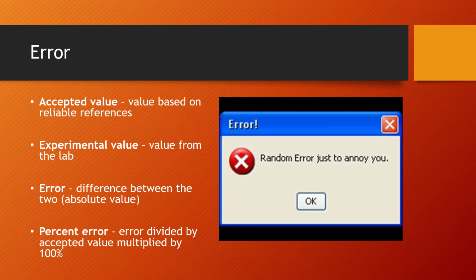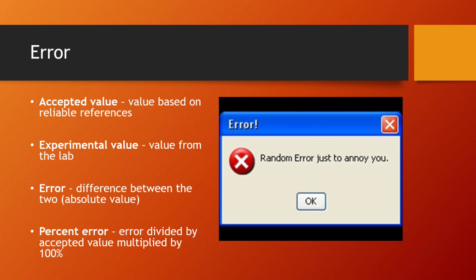So what do I mean by a central value or accepted value? Accepted value is the value based on reliable references. So this is when someone else has also done the math and has determined what the value is. This is what calibration is. You can purchase items that are exactly 200 grams in mass. That is an accepted value. If you were to put this on a balance and get a value of 210 grams, that's your experimental value. That's the value you are getting from the lab, the value when you actually measure something.